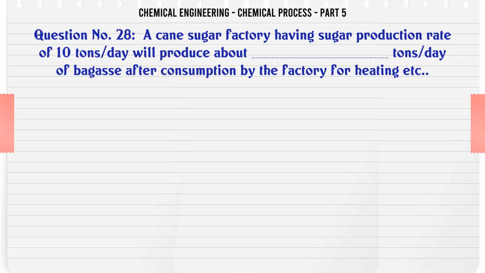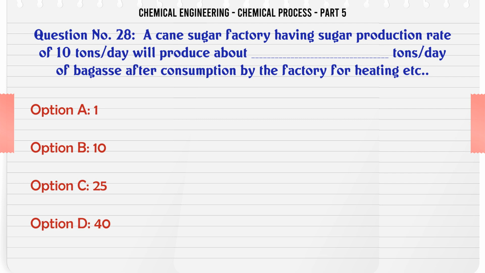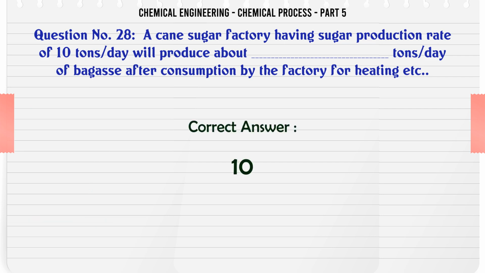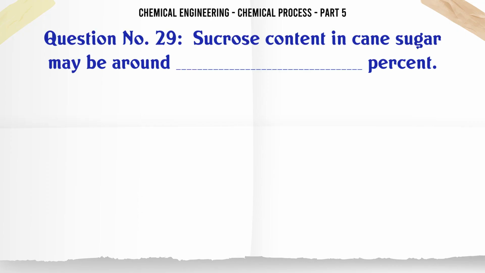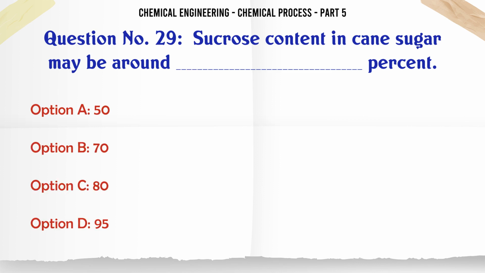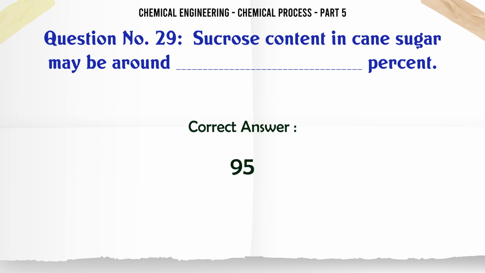A cane sugar factory having sugar production rate of 10 tons per day will produce about ___ tons per day of bagasse after consumption by the factory for heating, etc. A. 1. B. 10. C. 25. D. 40. The correct answer is 10. Sucrose content in cane sugar may be around ___ %. A. 50. B. 70. C. 80. D. 95. The correct answer is 95.